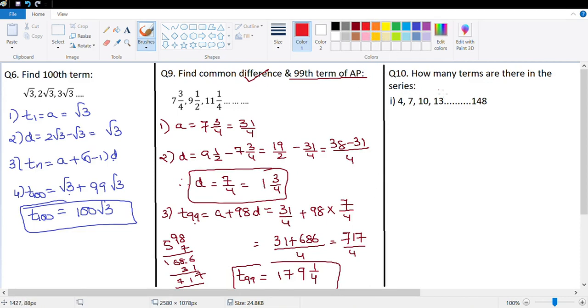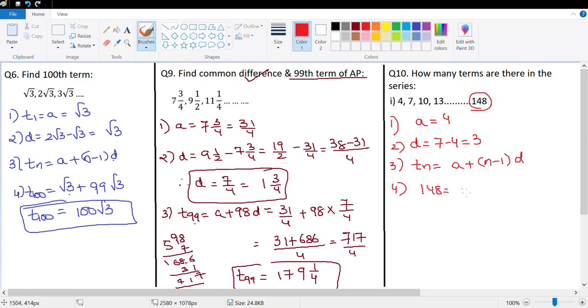It says how many terms are there in this series? Let's check what information we know. A, first term is 4. Common difference is term 2 minus term 1. In this case 7 minus 4, which is 3. And how many terms are in this AP? So we know Tn is equal to A plus n minus 1 times D. In this case, we are looking at the last term, which is 148. So that's my nth term.